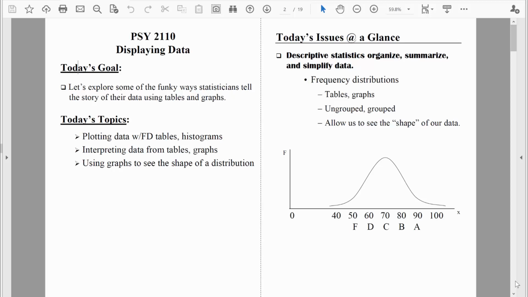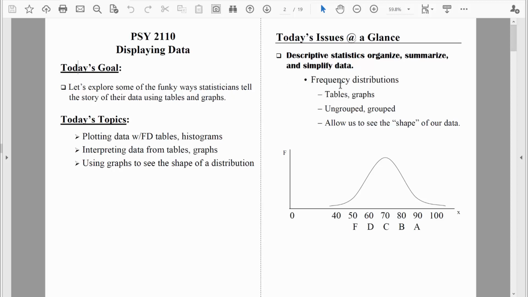Hi everybody, welcome back. In this next chapter of our class, we're going to talk about displaying data. And the reason we want to display our data is so that we can tell the story of our data, so that we can communicate it easily with others. For the most part, in this section, we're going to talk about frequency distribution tables and graphs.